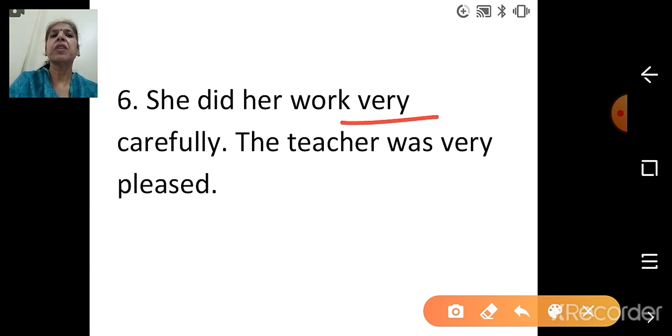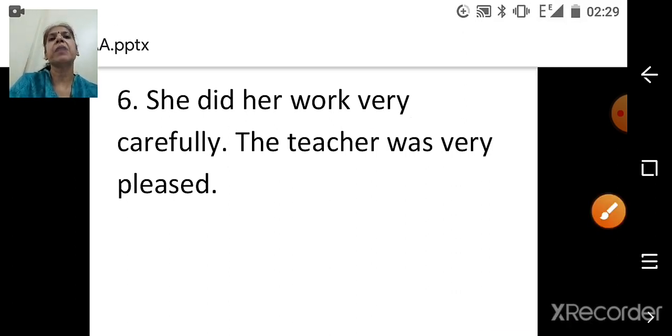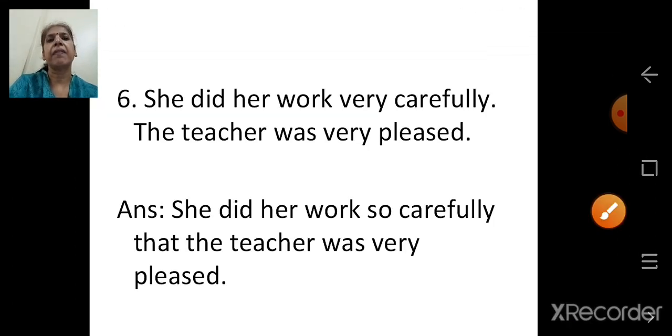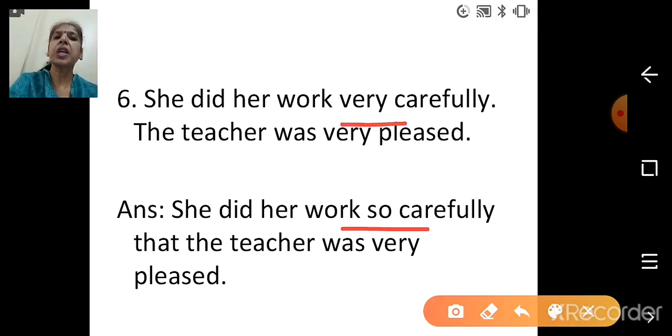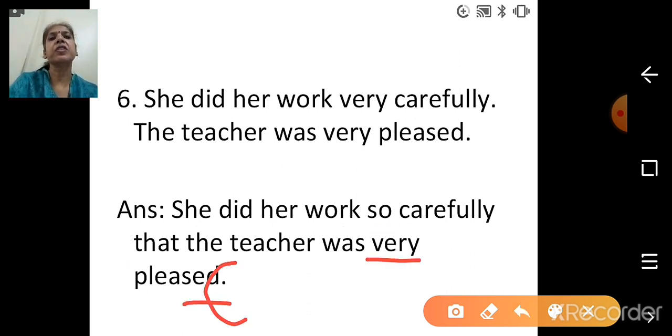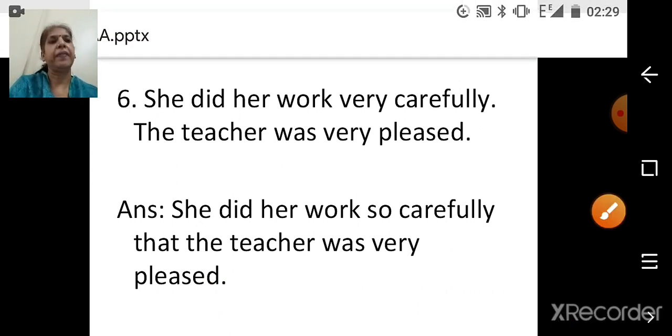This very we have to write. So all these things, children, keep in mind while writing the answer. The answer is, she did her work so carefully that the teacher was very pleased. And one full stop at the end. So all these things keep in mind.